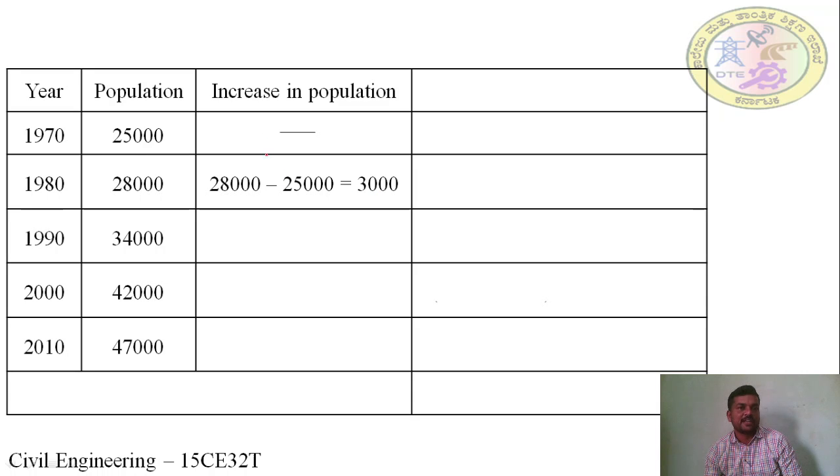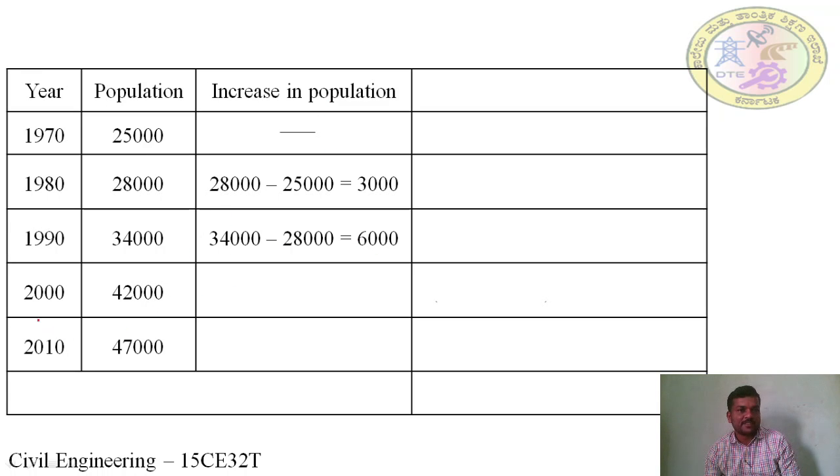Similarly, we need to calculate the increase in population for the decade 1990, which is the population in 1990 minus the population in 1980, that is 34,000 minus 28,000. So 34,000 minus 28,000 is equal to 6,000.